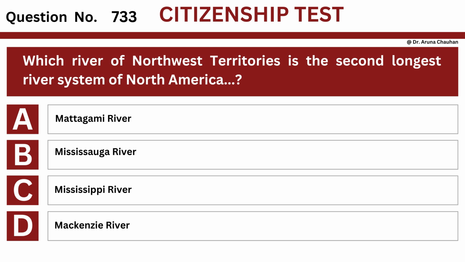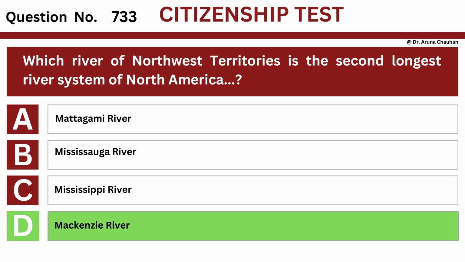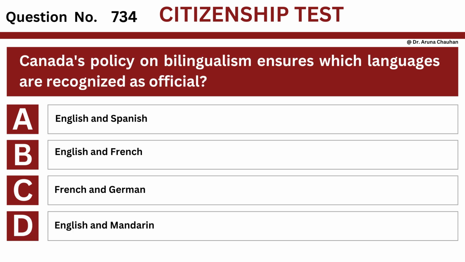Option A, Mattagami River. Option B, Mississauga River. Option C, Mississippi River. Option D, Mackenzie River. The answer is option D, Mackenzie River.